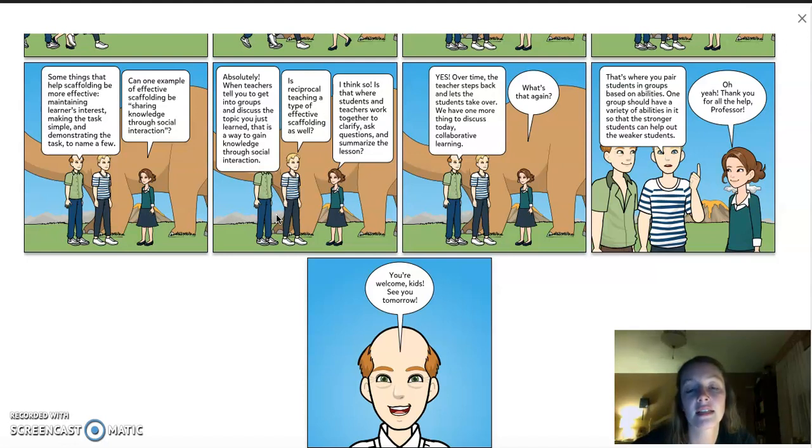We have one more thing to discuss today, collaborative learning. What's that again? That's where you pair students in groups based on their abilities. One group should have a variety of abilities in it so that the stronger students can help out the weaker students. The research says that we see a greater improvement in the weaker students when they're paired with stronger ones. I don't know how I feel about that because I've been the strong student that's paired in the group with the weaker students. And I feel like while it might be beneficial to the weaker students, I don't see how it's beneficial to the stronger students. So that's my little question in there.